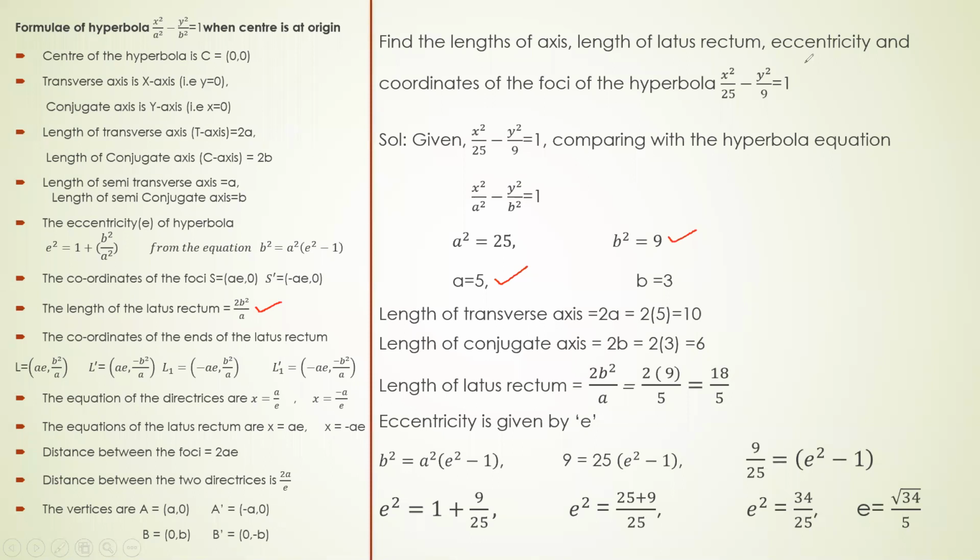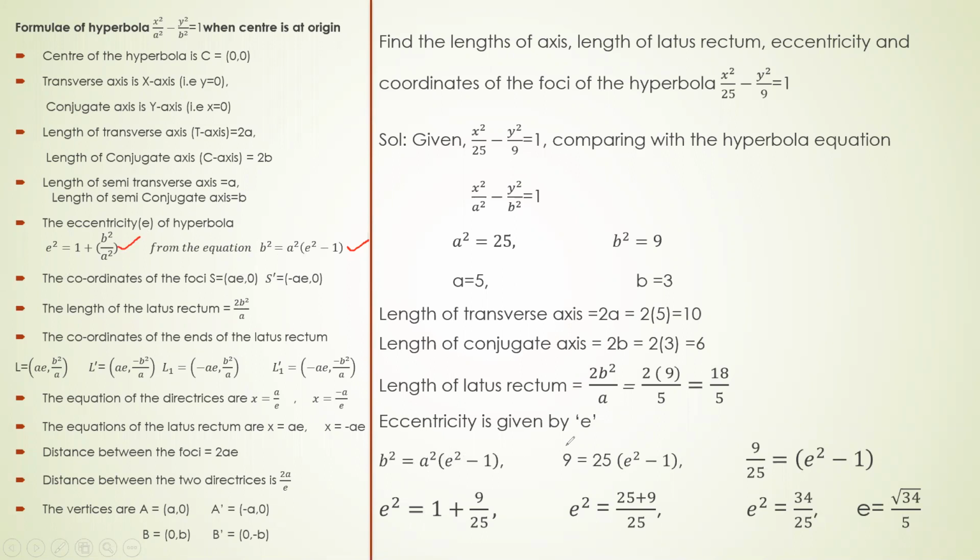Next thing is you have to identify the eccentricity. Now let us calculate the eccentricity. Eccentricity is given by b square is equal to a square into bracket e square minus 1. Either you can make use of this formula or else directly you can make use of the other formula, either of the two. If you are able to remember this, you can make use of this, or else the other formula can be used. Now here I have used the formula b square is equal to a square into bracket e square minus 1.